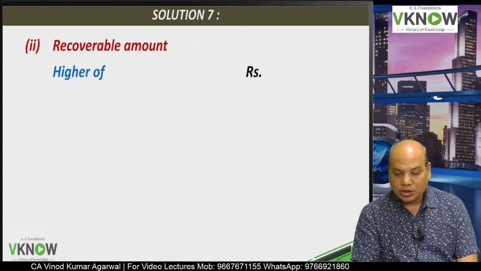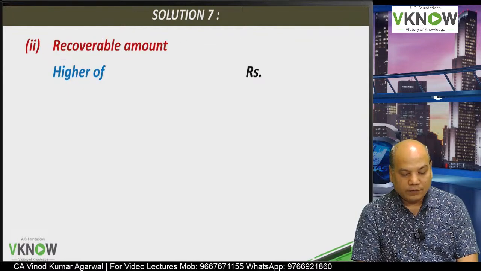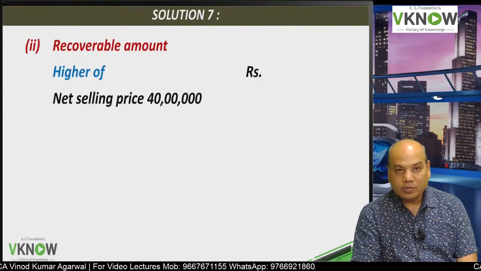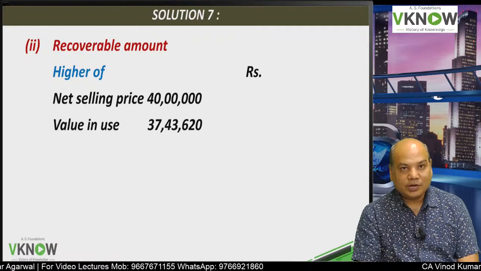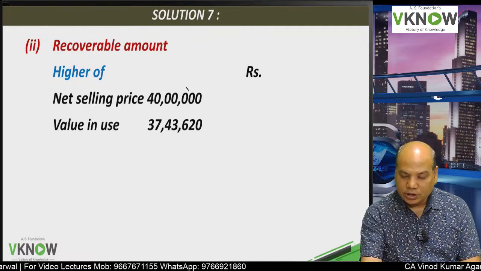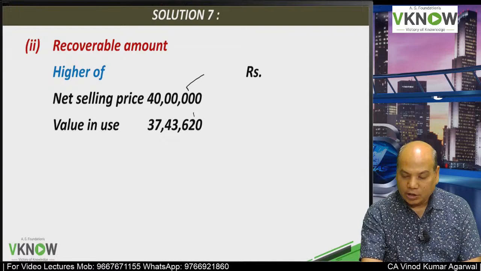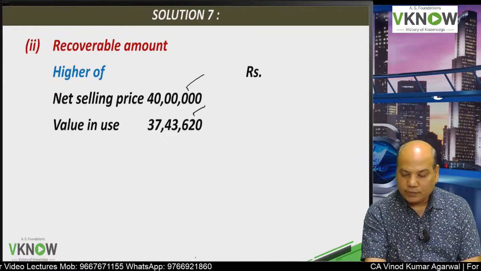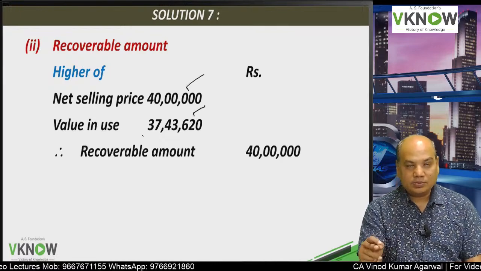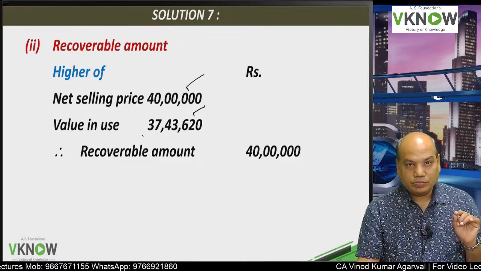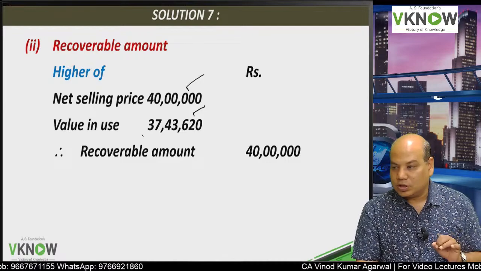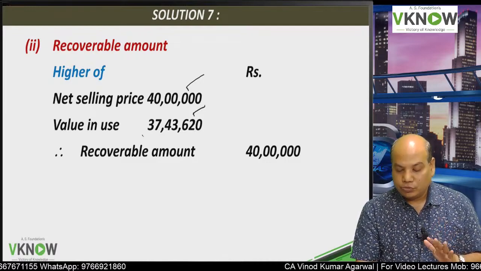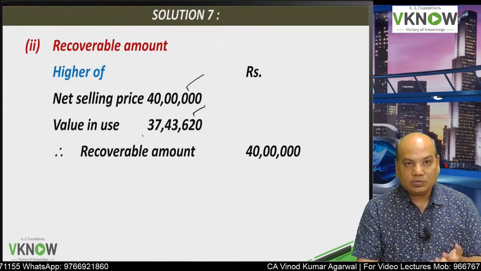Okay, now step 2 you will write recoverable amount. Recoverable amount is the higher of the two. Higher of the two, which two? First, net selling price, which is given 40 lakh in the problem. Value in use, which we have computed from the previous table. Compare the two. Net selling price is 40 lakh. Value in use 37,43,620. So what is the recoverable amount?